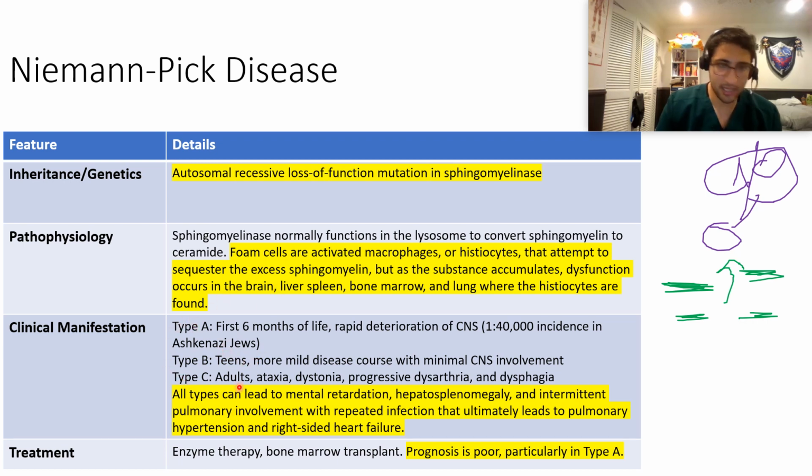Now, when we come down here, all the types can lead to intellectual disability. That shouldn't shock you. Sphingomyelin, it's in the brain. Too much of it, problems in the brain. Hepatosplenomegaly, problems with the macrophages that are in the... we didn't talk about the spleen. We talked about the liver. So there are macrophages in the spleen that just sort of hang out.